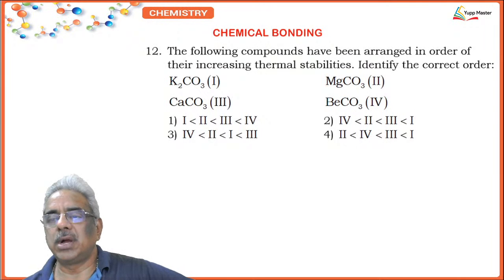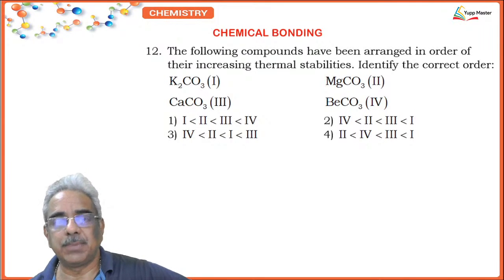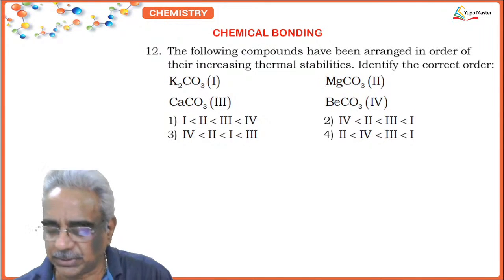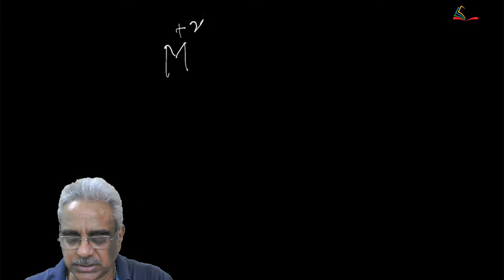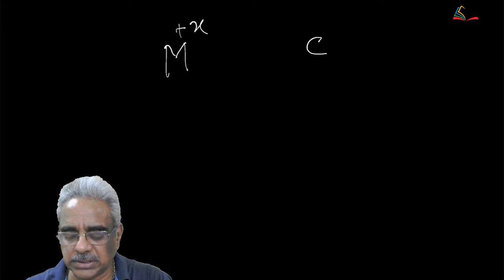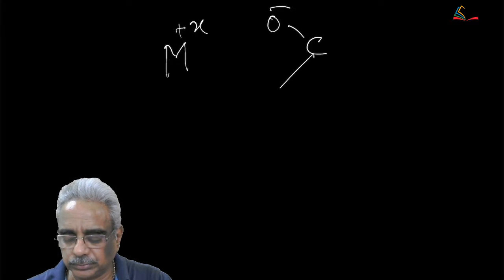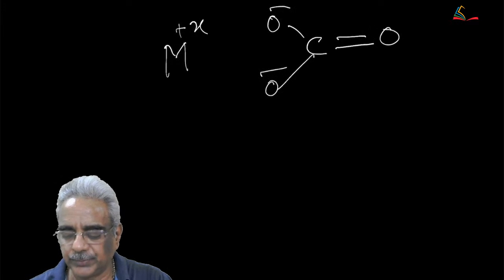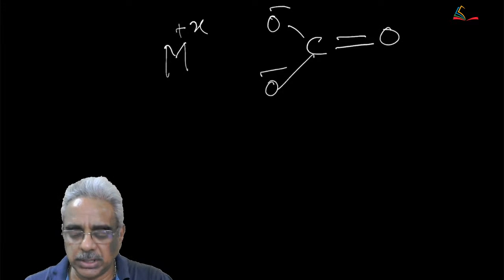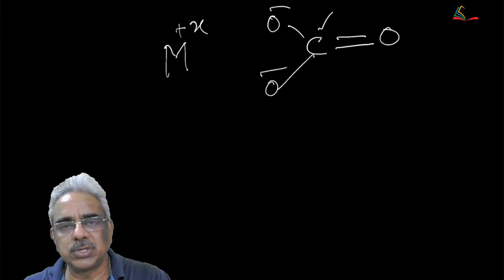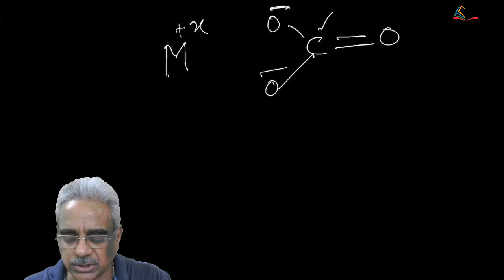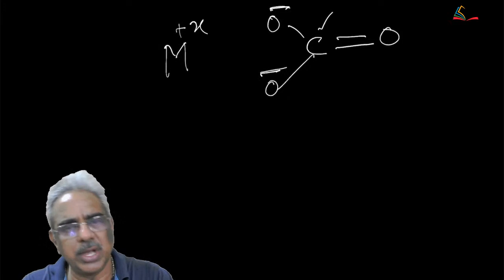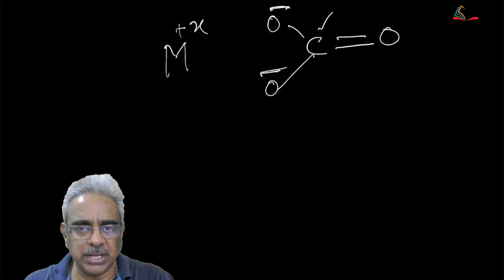See, the following compounds are in order of increasing thermal stabilities. Here I would like to tell something. Suppose you have got a carbonate ion. There is an ionic compound. Some metal is there, +X. There is a carbonate ion. Carbonate is an oxo ion. We call it an oxo ion. Oxo ion means what? There will be a non-metal or a metal attached to some oxygens with negative charge or positive charge. Positive oxo ions are also there, negative oxo ions.